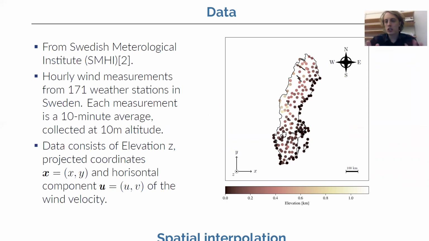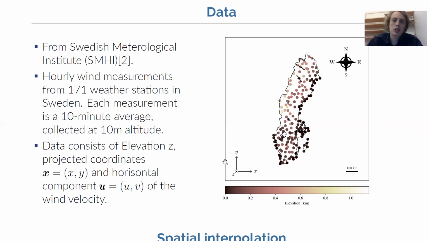The coordinate system here is a projected coordinate system. I'm not going to go into details about the projection; you can find that in the corresponding article for this work. But more or less, we have an elevation coordinate, and then we have a horizontal coordinate system that we label as x, y. Since we have horizontal wind components, we're only looking at Cartesian components of the wind velocity: one in the x direction, one in the y direction.